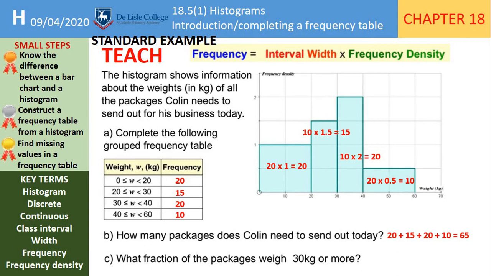For part C, what fraction of the packages weigh 30 kilograms or more? Now 30 kilograms or more represents these two bars here. So I would need to add together 20 plus 10, so that would be 30 of the packages out of the 65 in total. So to write as a fraction, it's 30/65, and cancelling this down would give us 6/13.